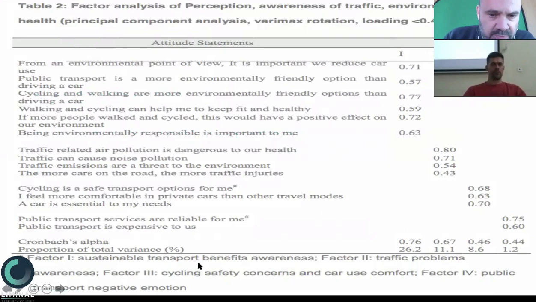And this first one points to awareness, sustainable benefits of awareness. Then the second one, the third one, the fourth one. So this is actually the proof of the validity. And then there's the percentage of variance that I talked about. So 26% of the variance is for the first factor.